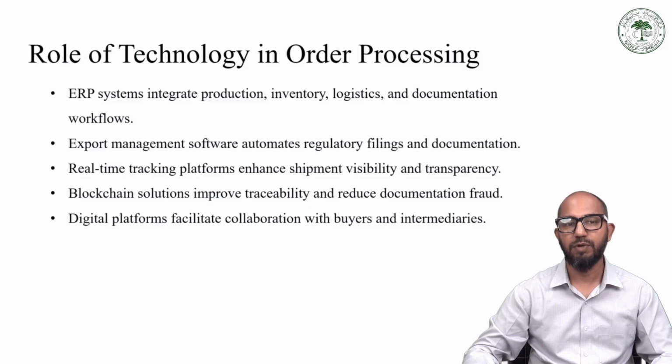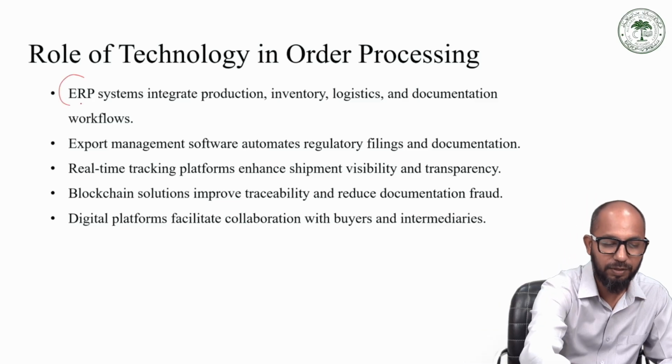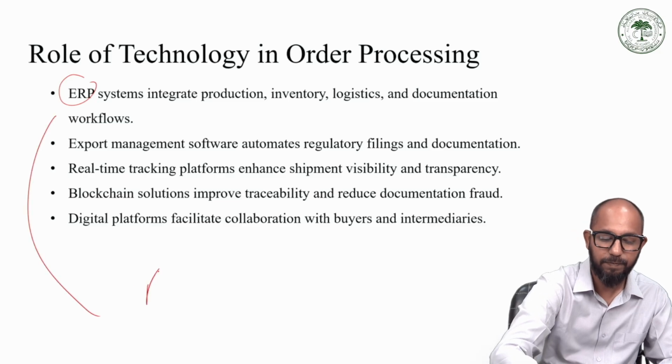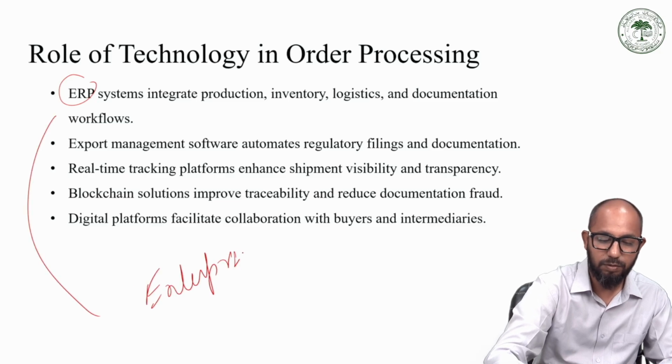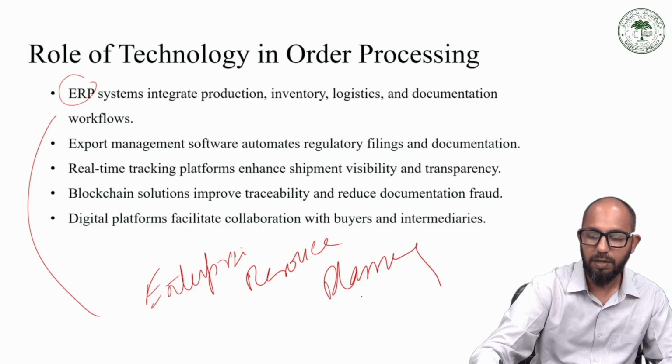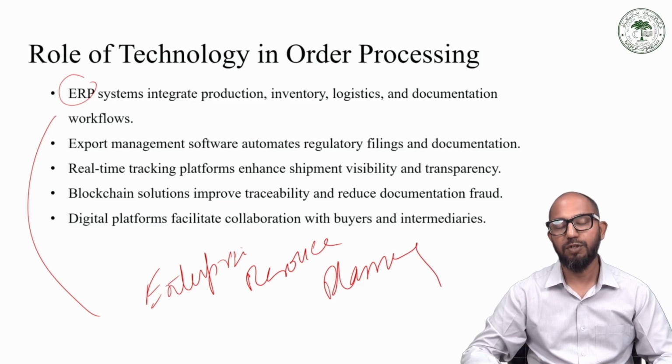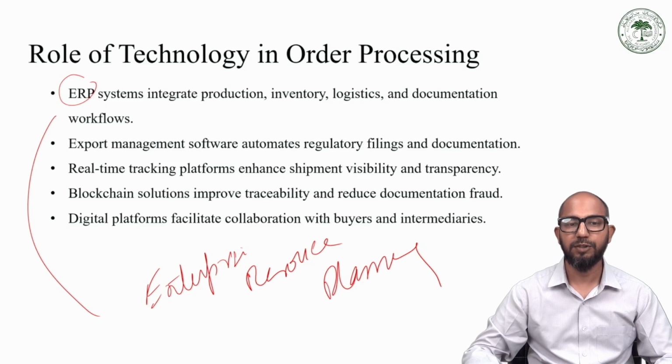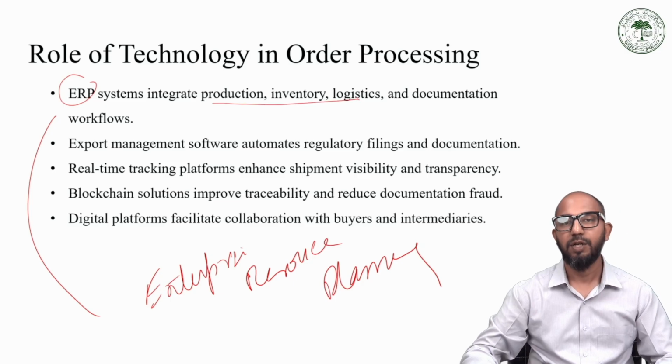Let us now try to focus on the role of technology in order processing. One of the important things which can be used in processing orders is the ERP, that is Enterprise Resource Planning. These are integrated software systems that can be used to plan and manage resources with the help of technology. In terms of exports, ERP systems can integrate production, inventory, logistics, and documentation workflows.